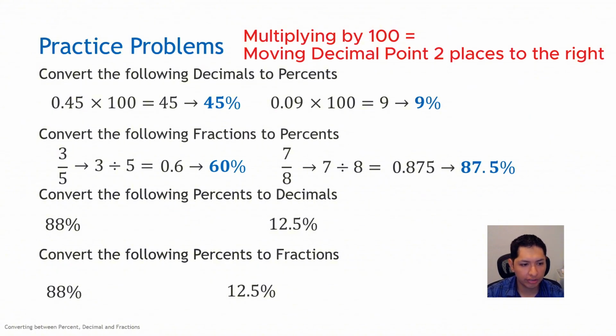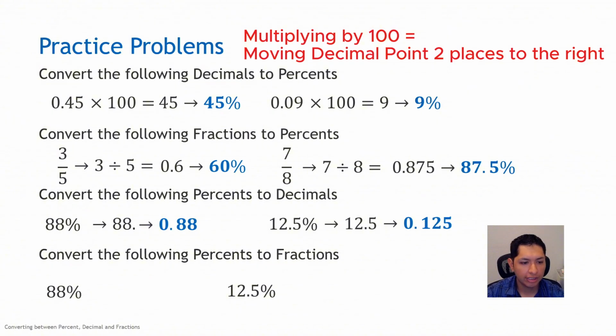For 88%, there is no existing decimal point, so you convert that percent sign into a decimal point, and then you move it 2 spaces to the left, and it becomes 0.88. For 12.5%, we note that it already has a decimal point, so in this case, all we're going to do is drop the percent sign and use the existing decimal point, and then move that decimal point 2 places to the left, and it becomes 0.125.